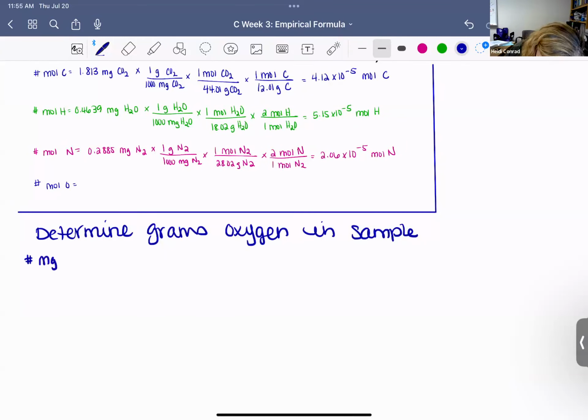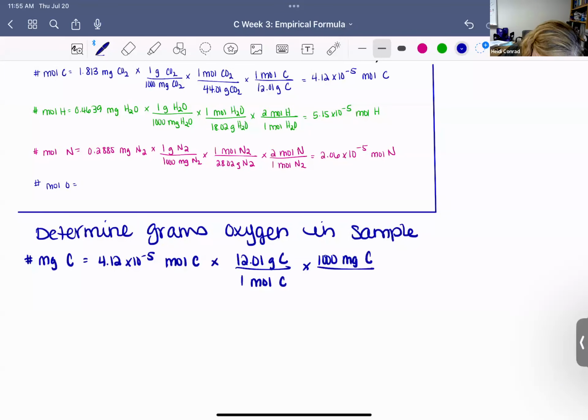So number of milligrams of carbon, 4.12 times 10 to the minus 5th moles of carbon. I know I have 12.01 grams of carbon for every 1 mole of carbon. And I know I have 1,000 milligrams for every 1 gram. This gives me 0.495 milligrams of carbon.